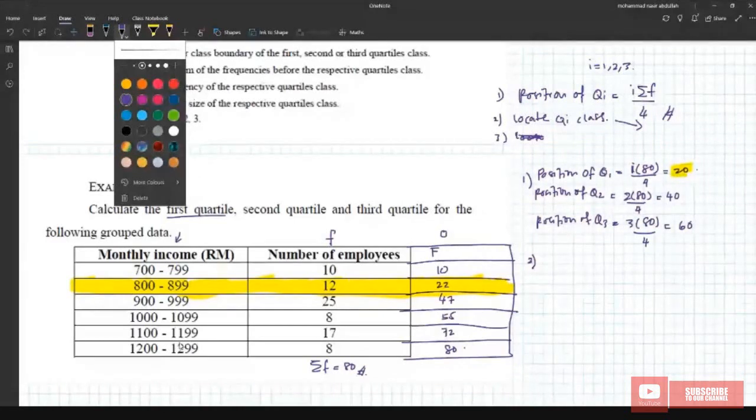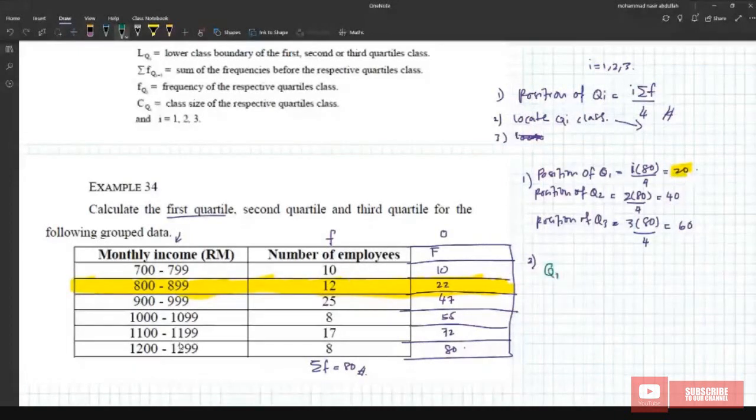So now we will find quartile number 1, lower class boundary. This is not a class boundary because the upper class limit before the first class is 799, then the lower class limit is 800. So the lower class boundary here is 799.5 until 899.5. So this is 699.5 to 799.5, and this is 899.5.